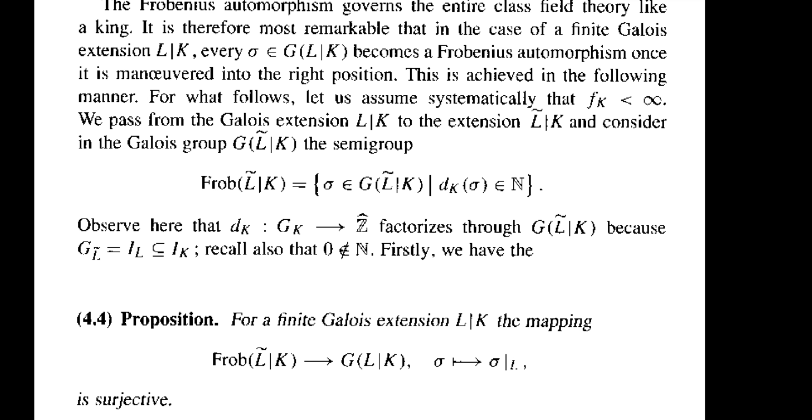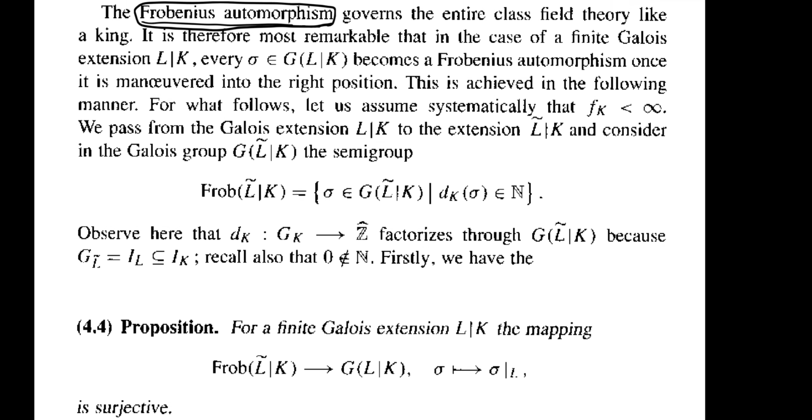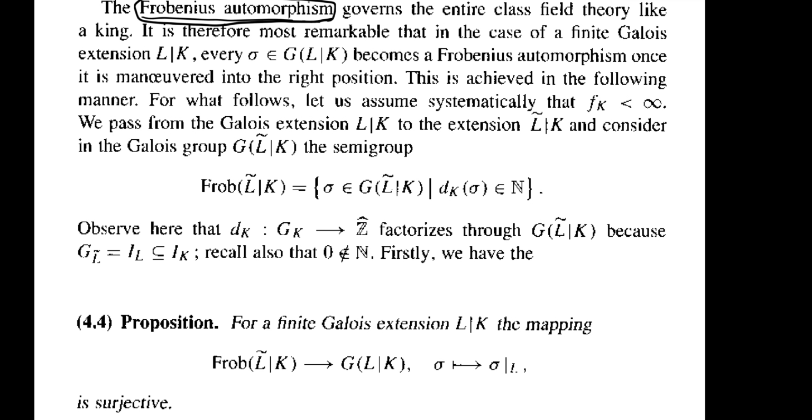The Frobenius automorphism governs the entire class field theory. Frobenius automorphism, okay. It is a generator. It is important. It is a generator of the Galois group. It's the topological generator of the profinite group. It is important, like a king.